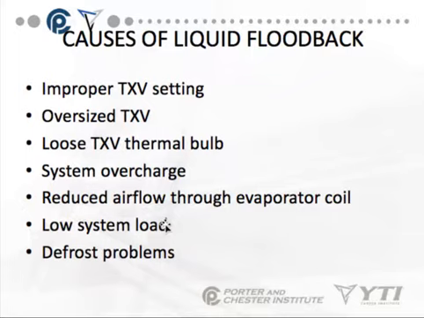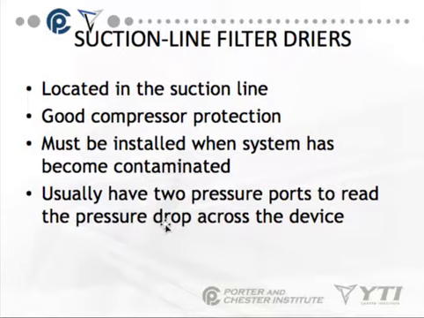Sometimes we have liquid line filter dryers. They're located in the suction line. It provides some additional compressor protection, and it must be installed when any system has become contaminated. Anytime a system has acid in it, we want to install a suction line filter dryer. These usually have two pressure ports to read the pressure drop across the device. Most often, if you have a filter dryer in any system, you do not want to have a pressure drop. A pressure drop across a filter dryer means that the filter dryer is starting to get clogged.